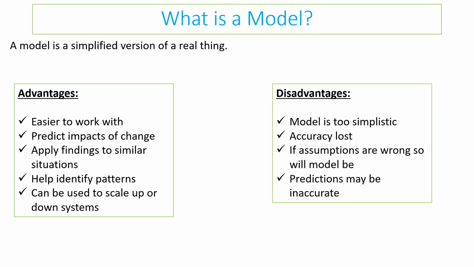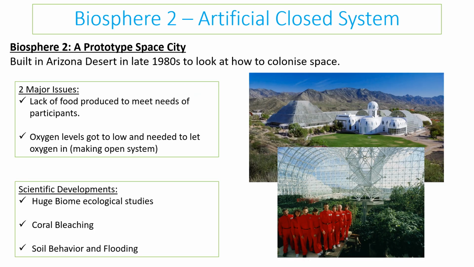But the disadvantages are that models can be too simplistic, so we may not actually realise everything we need to include in the model. Accuracy can be lost because it's not to the same scale. If your assumptions are wrong, if you have some wrong ideas and you put stuff into there that is wrong, the model will become wrong, and predictions may be inaccurate. And this was seen with Biosphere 2. So Biosphere 2 was a model of Biosphere 1, which was Earth, and it was built in Arizona in the 1980s. Several people were locked in Biosphere 2 with the aim of being self-sufficient for 2 years.